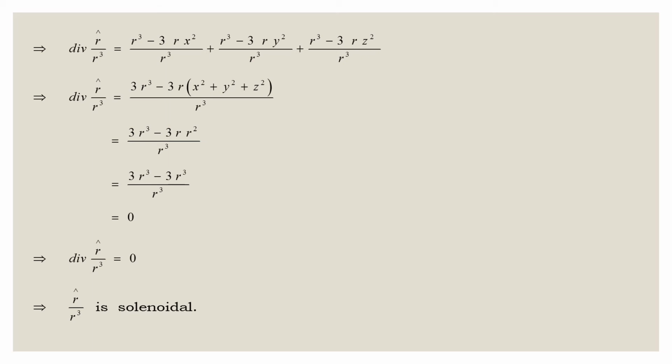If the divergence of a vector field is 0, we know that the vector field is called a solenoidal vector field. In this problem, the divergence of r cap upon r cube is 0. So the vector field r cap upon r cube is a solenoidal vector field. So we are done.